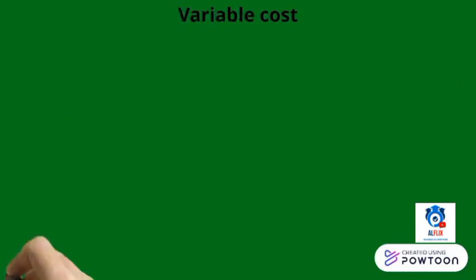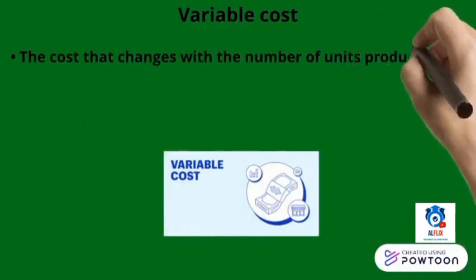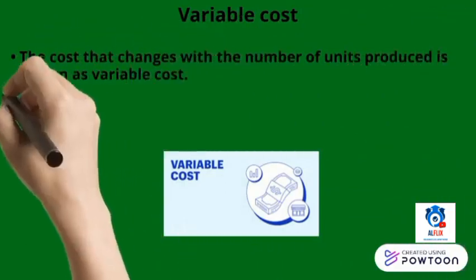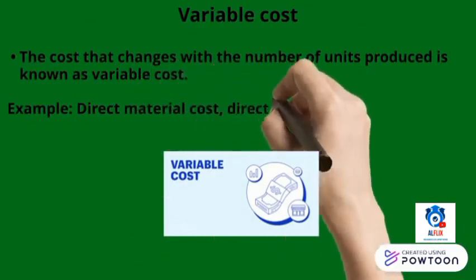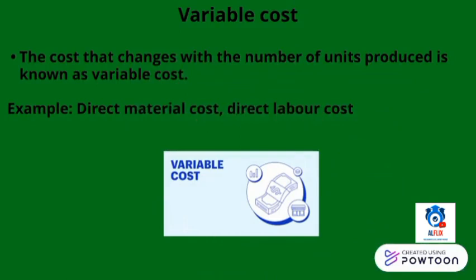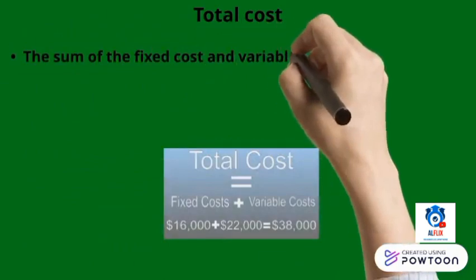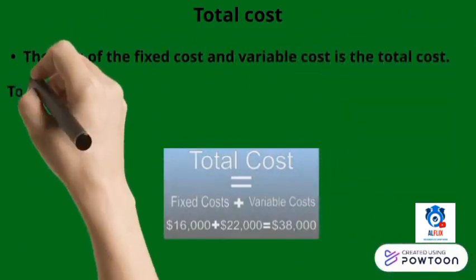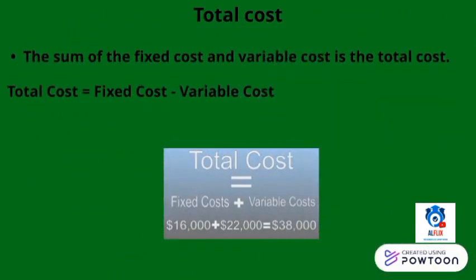Variable cost. The cost that changes with the number of units produced is known as variable cost. Example, direct material cost, direct labor cost, etc. Now the total cost. The sum of the fixed cost and the variable cost is total cost.